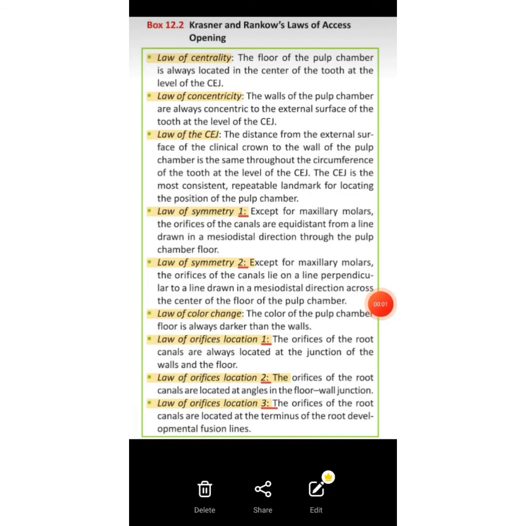Then comes the law of symmetry 1, law of symmetry 2. In both of these laws there is an exception. The exception is the maxillary molars.